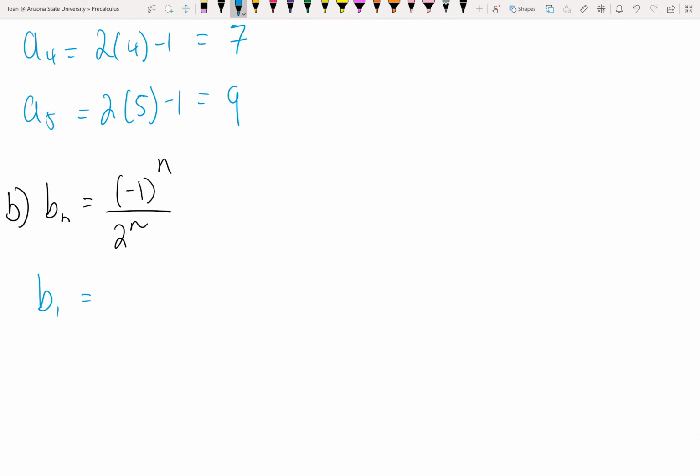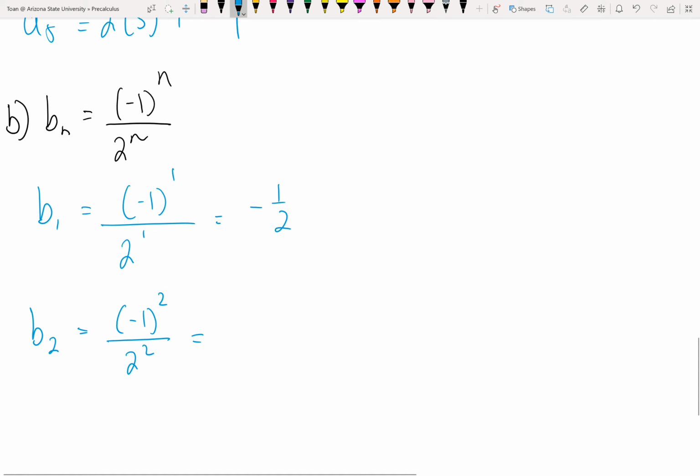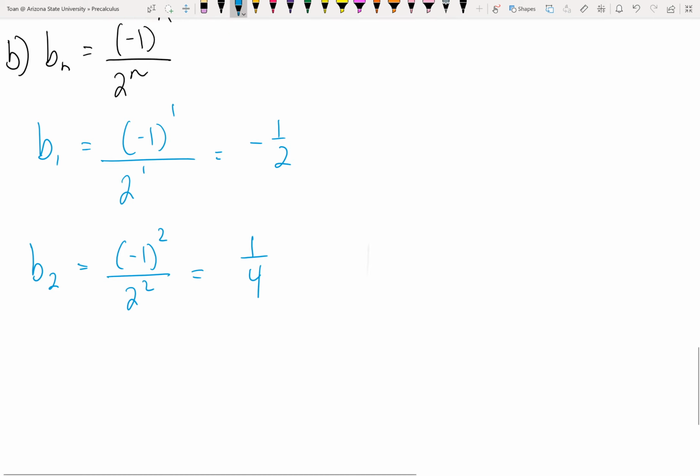So it's the first term, b sub 1. Substitute a 1 in for all the n's. So negative 1 to the 1 power is negative 1 over 2, so it's negative 1/2. b sub 2, negative 1 squared over 2 squared. So negative 1 squared is a positive 1, 2 squared is 4, so it's a positive 1/4.